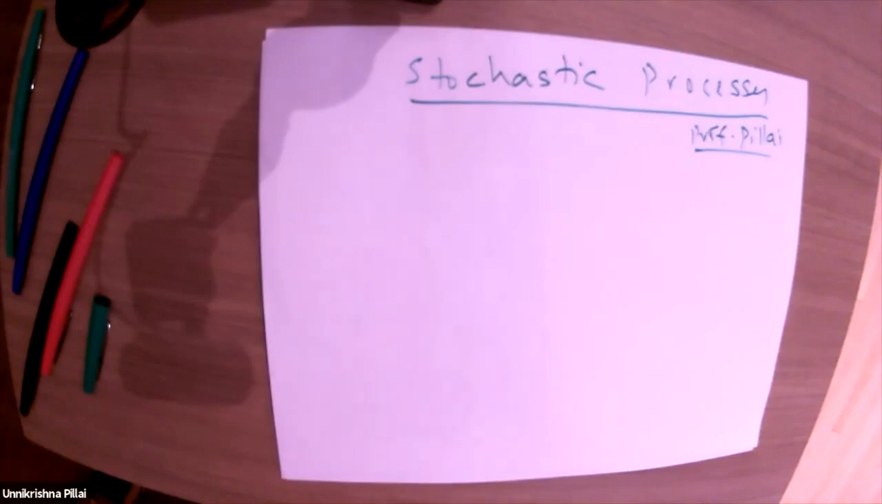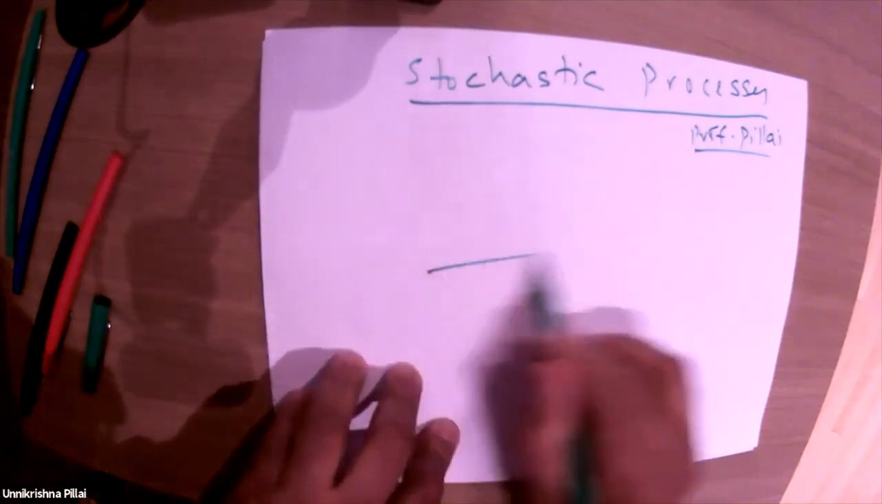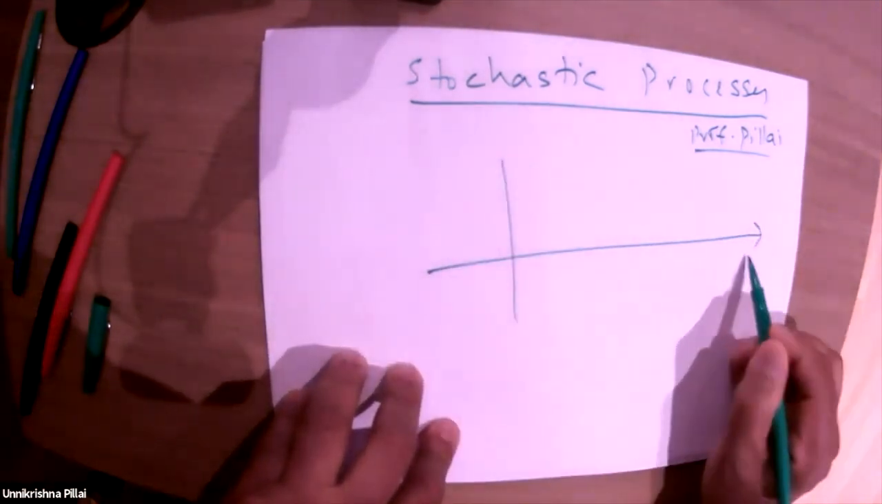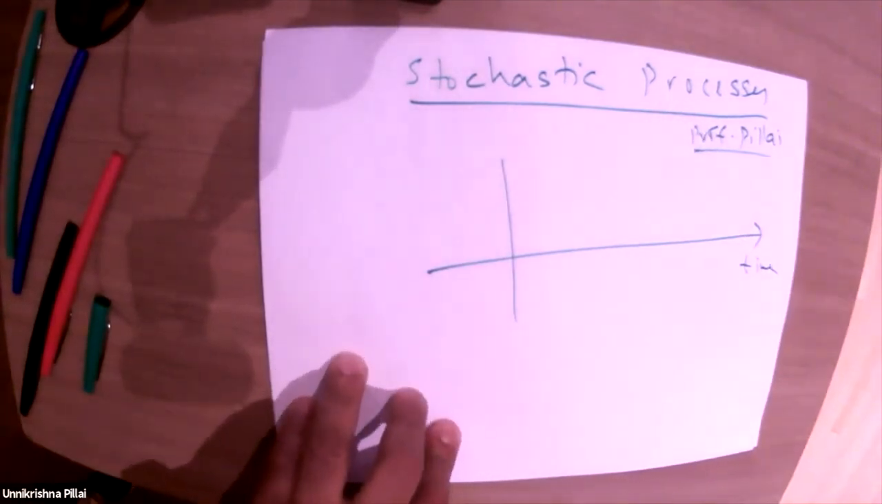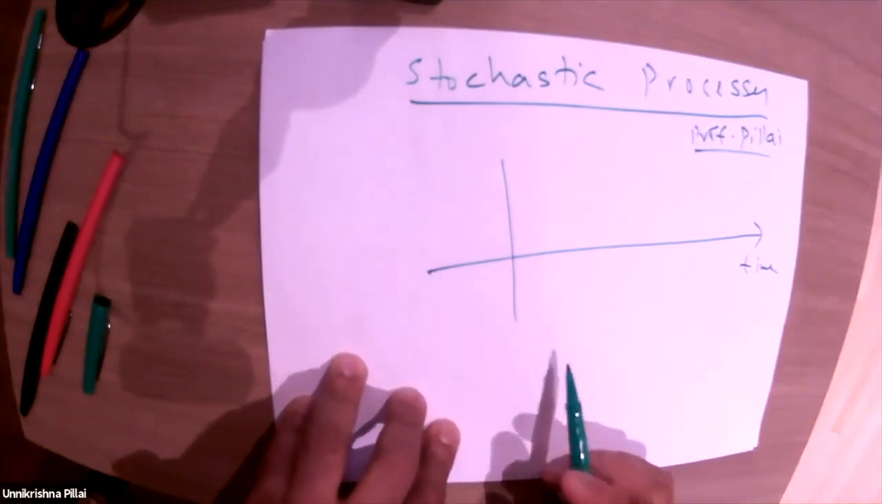So let's continue on with the next chapter in this course. This is essentially an application of probability, where we extend the concept of random variables by bringing in time. So that's where the processes come in. Things are evolving in time.